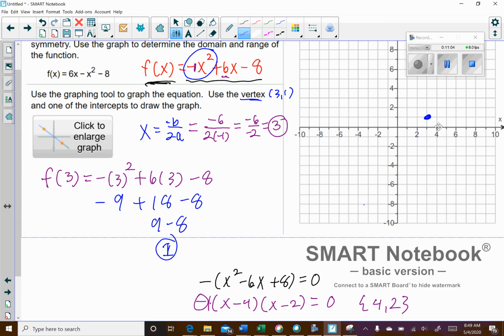Okay, so got those right there. Then if I let x equal 0, I'd be left with just that -8. So there's my y-intercept.